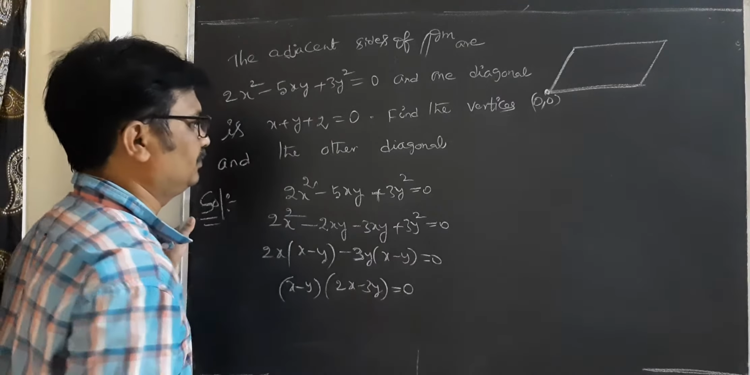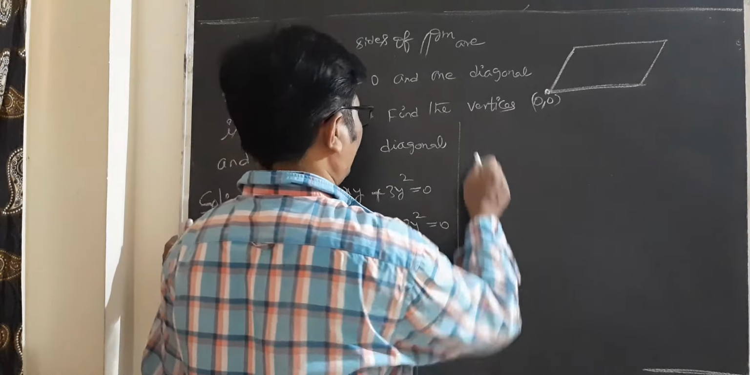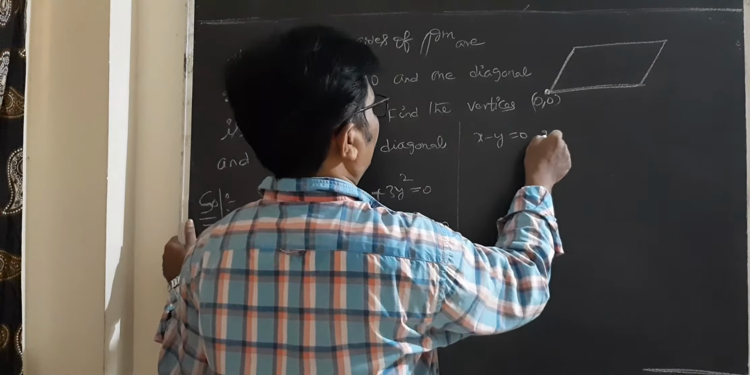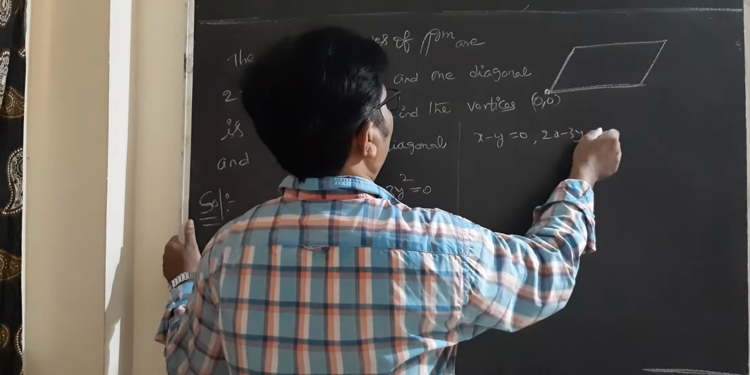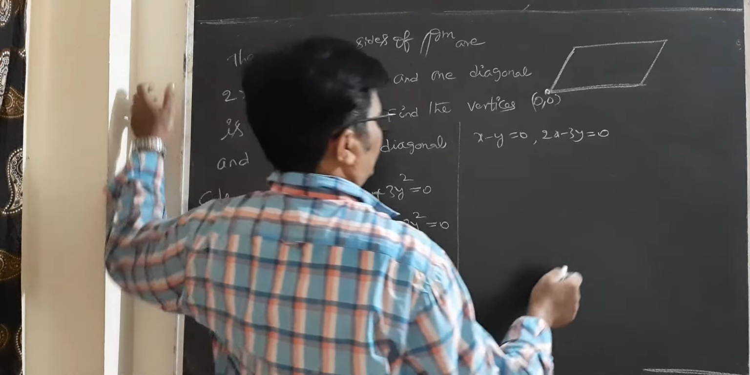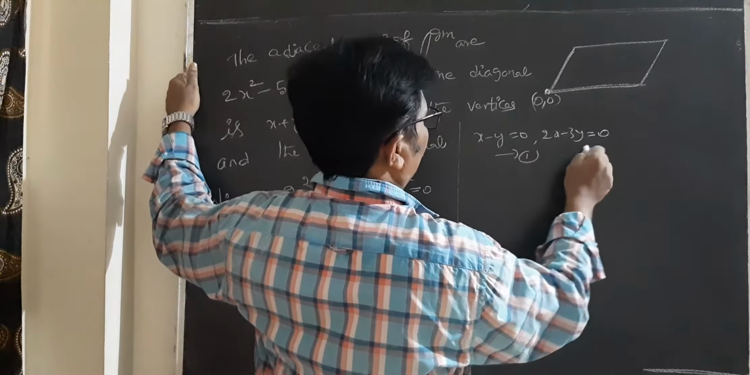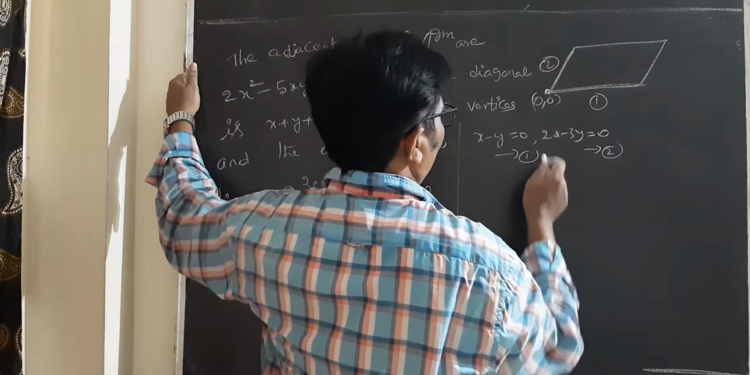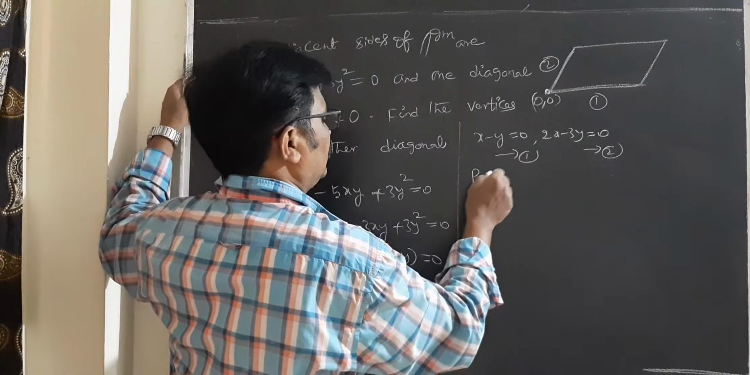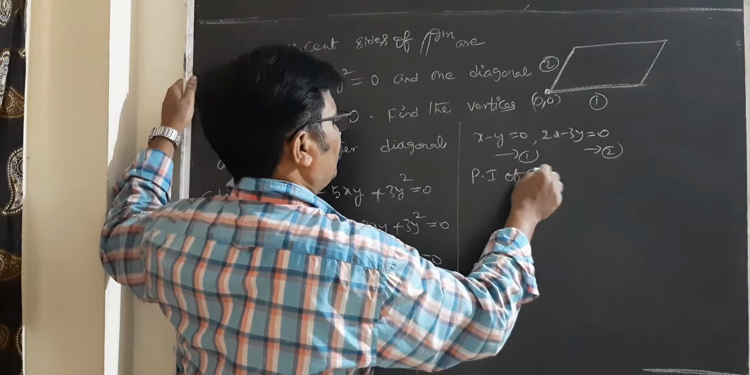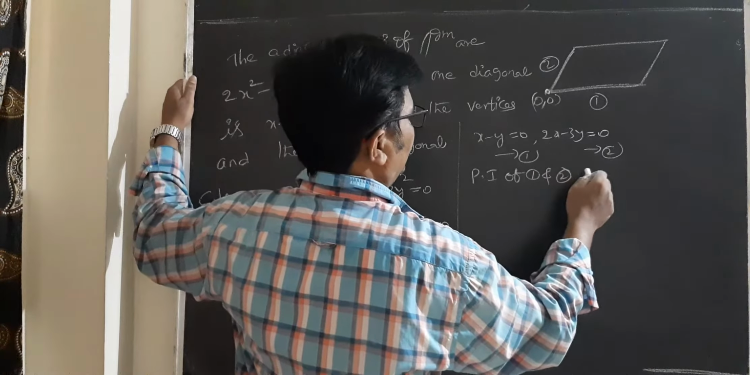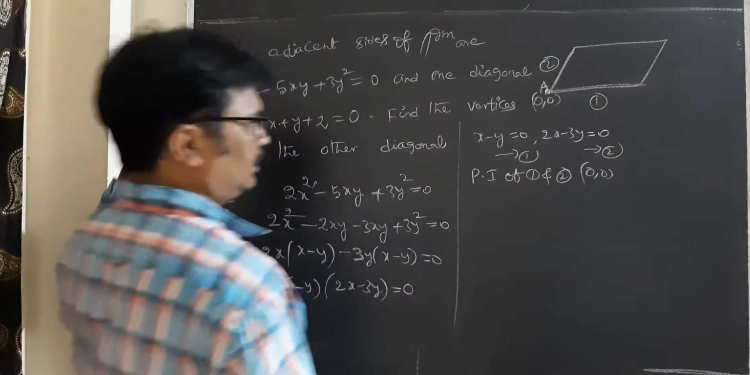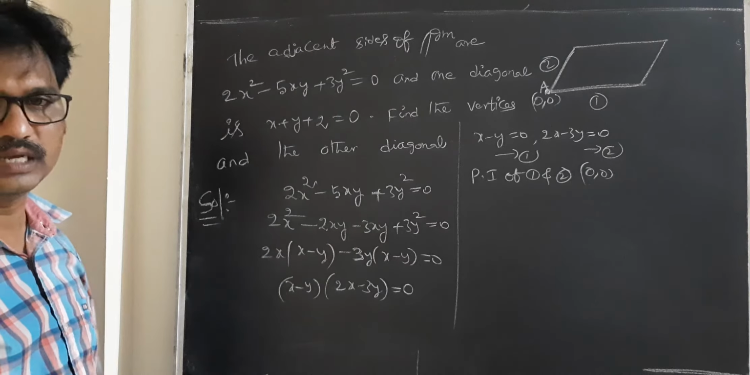So (x − y)(2x − 3y). Now easily we can identify x − y = 0 as the first line and 2x − 3y = 0 as the second line. Taking these as 1 and 2, their point of intersection is the origin. We can identify easily: the first vertex A is the origin.